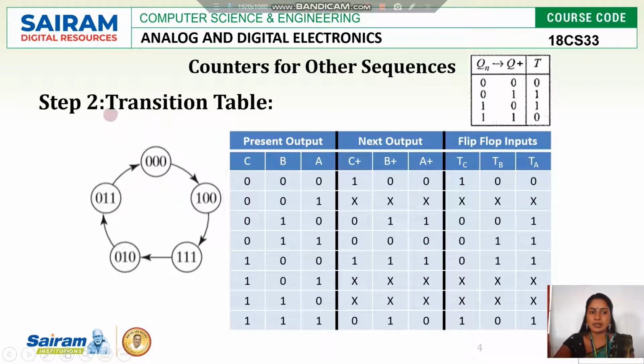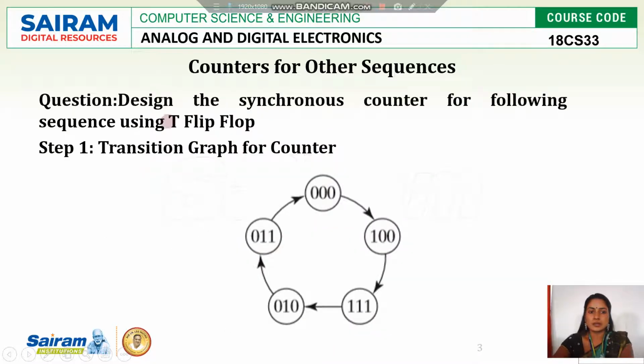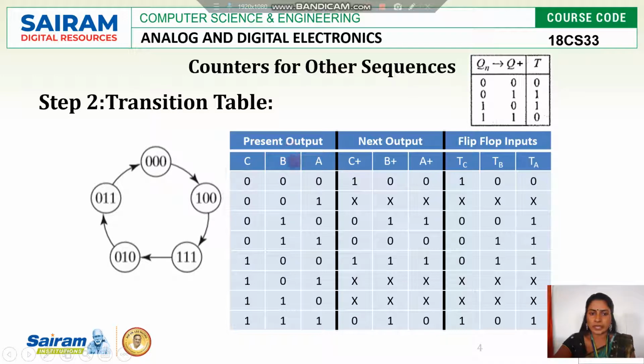Second, the transition table. The state diagram is given in the question, so we'll move to the transition table. T flip-flop excitation table. So we all know, first we will write the present state, next state, then flip-flop inputs. If the first state is 0, then the next state will be 1. So that is written here.